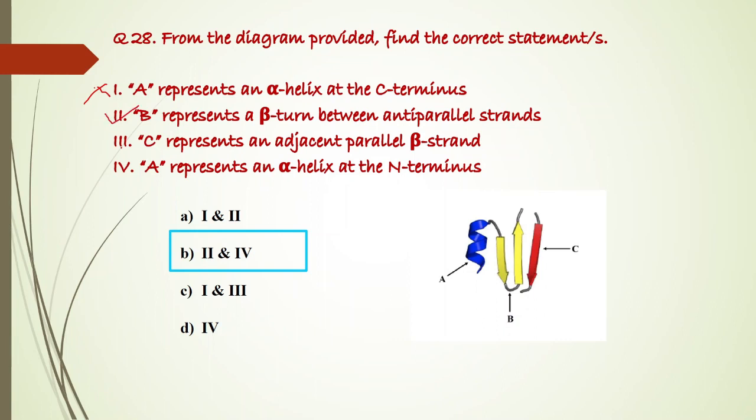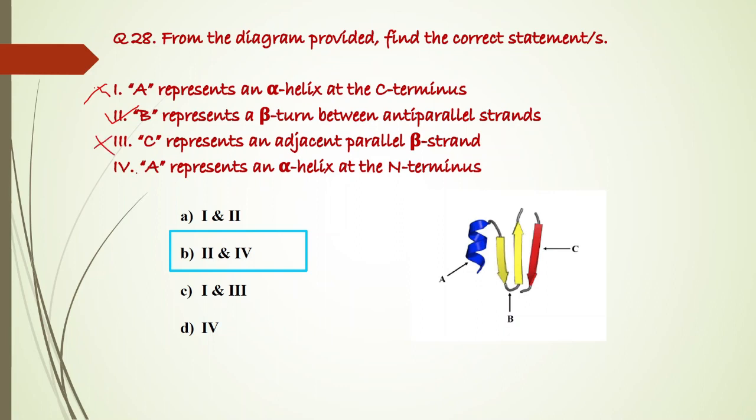Let us look at the third statement. It states C represents an adjacent parallel beta strand. Whether it is parallel, if you look at it, no. The directions of the arrows are opposite. So it is anti-parallel, not parallel. So again, this option is wrong.